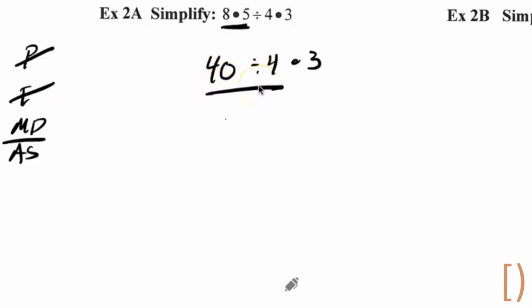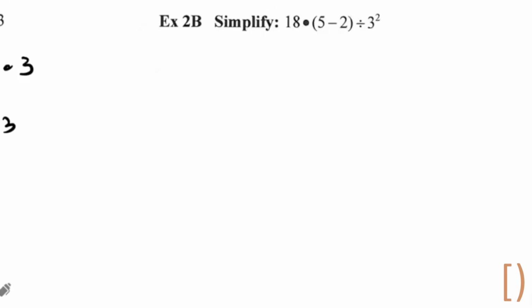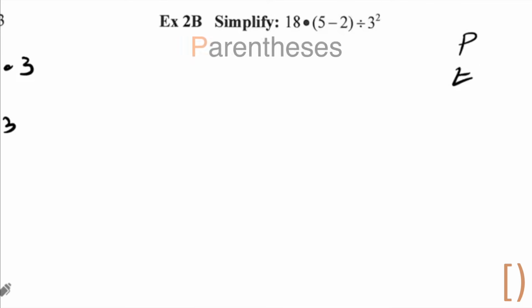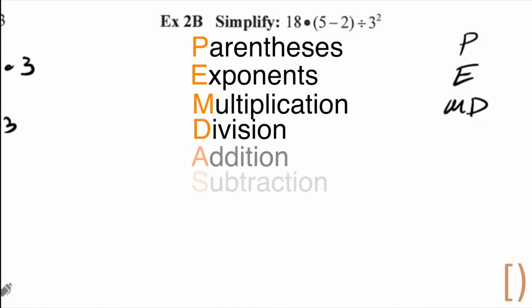40 divided by 4 is 10, and times 3 is 30. Okay, next one. I see an exponent, so let's actually write out: Please excuse my dear Aunt Sally.